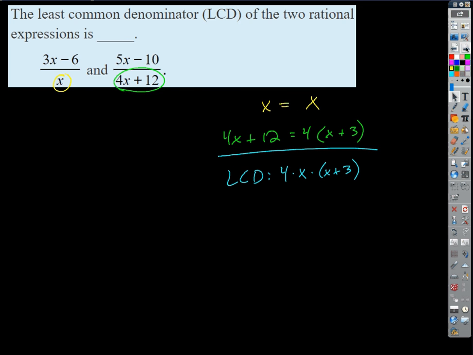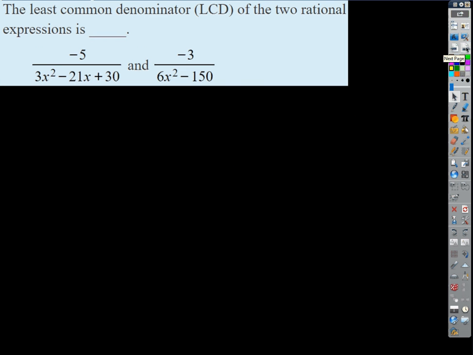Let's try another one. Shannon, why don't you put that away? Let's try this one. Let's look at this. So here I've got one factor. Whoops, wrong color. I've got to stick to my color scheme. I was happy with my color scheme.